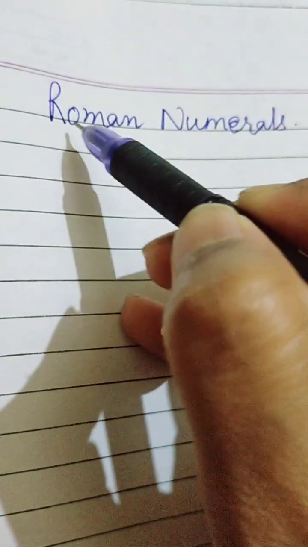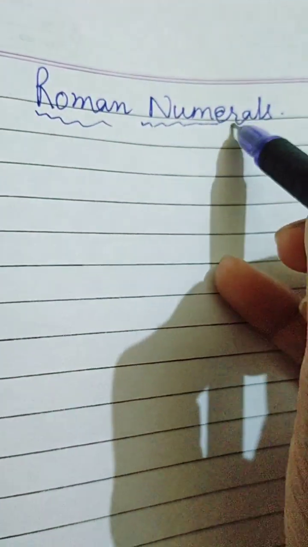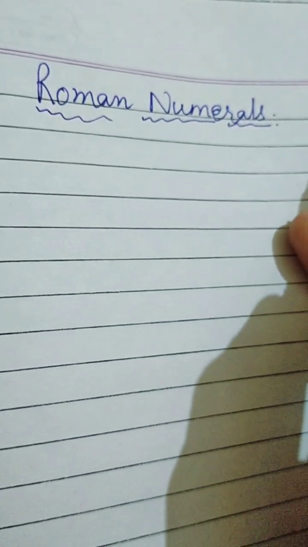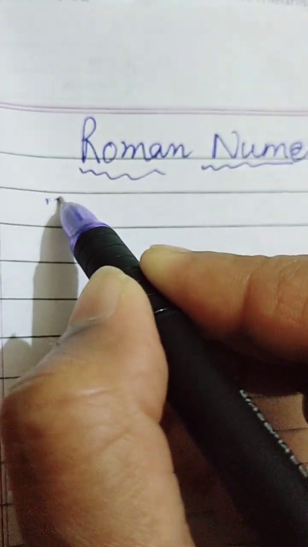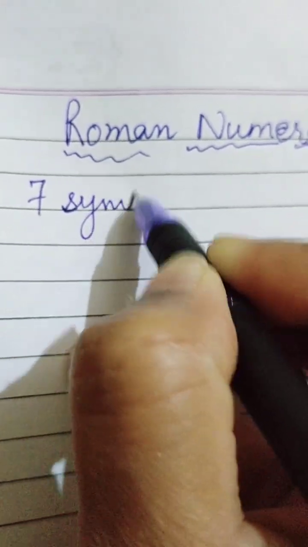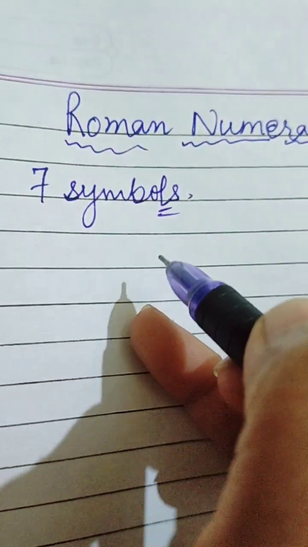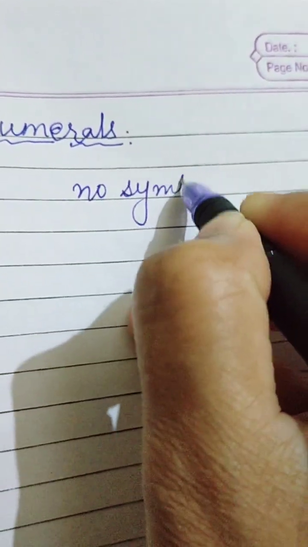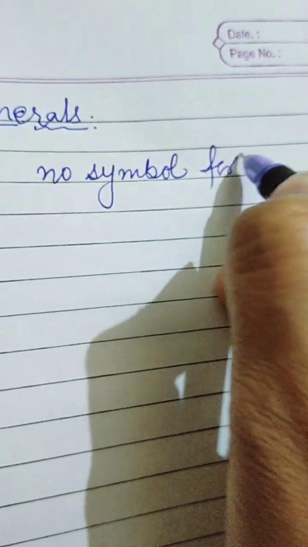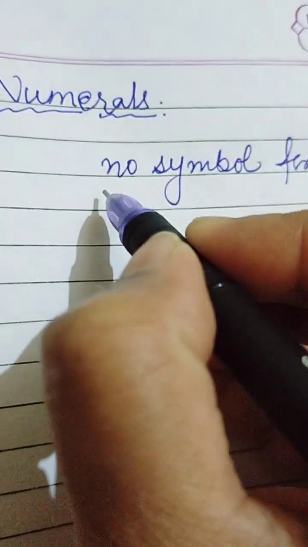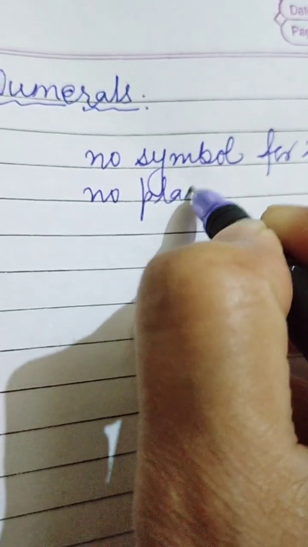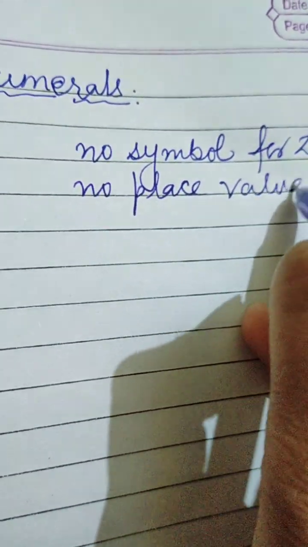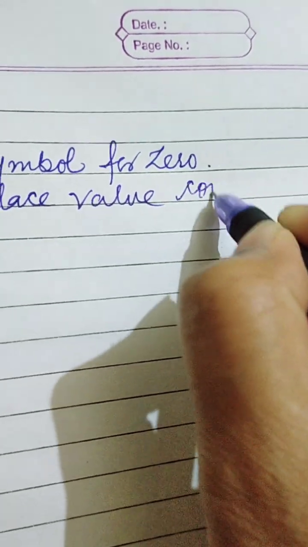So today I will explain to you regarding Roman numerals, how we can write Hindu Arabic numbers in Roman numerals and Roman numerals into Hindu Arabic numerals. Yes, basically there are 7 symbols for Roman numerals. Yes, and there is no symbol for 0. The interesting thing is that there is no symbol for 0 and no place value concept in the Roman numerals.